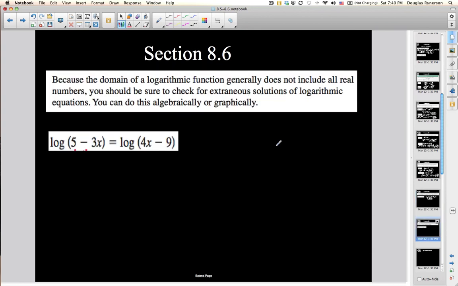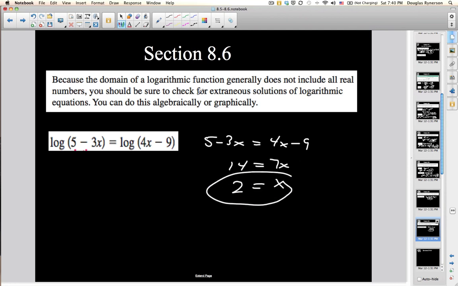Okay, same thing here. We've got logarithm of either side. I can go ahead and remove the logarithm of either side, and I'll just get 5 minus 3x is equal to 4x minus 9. If I add 3x to either side, I get 7x. If I add 9, I get 14. So x will be equal to 2.